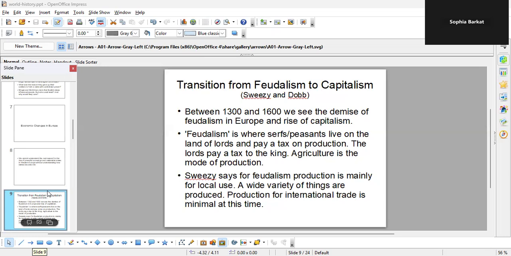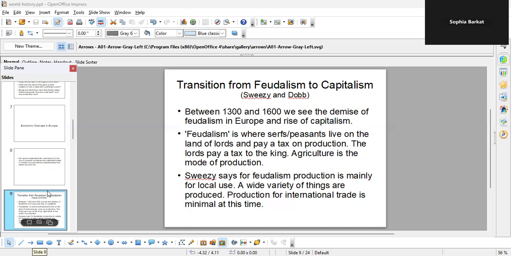So Sweezy and Dobb are suggesting that between 1300 and 1600, we see the demise of feudalism in Europe and the rise of capitalism. Feudalism is where you have serfs and peasants, essentially servants, right? They live on the land of lords and they pay a tax on production. They can't live there for free. They pay the tax to the lords, and the lords pay a tax to the king. That's the system, and it's basically agriculture.